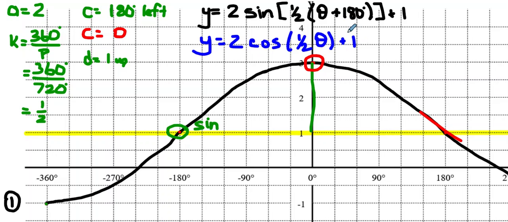So these two equations mean exactly the same graph. One is noted as a sine wave, and the other one is a cosine wave. Okay? All right, let's move on to the next one.